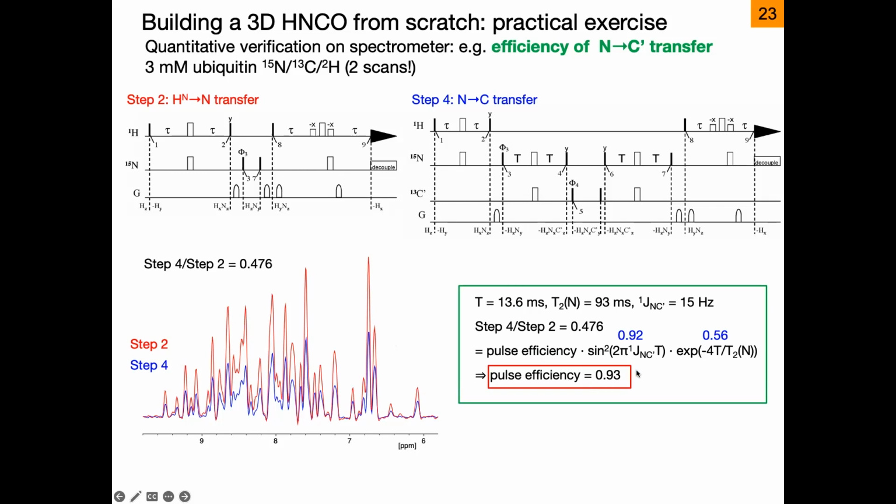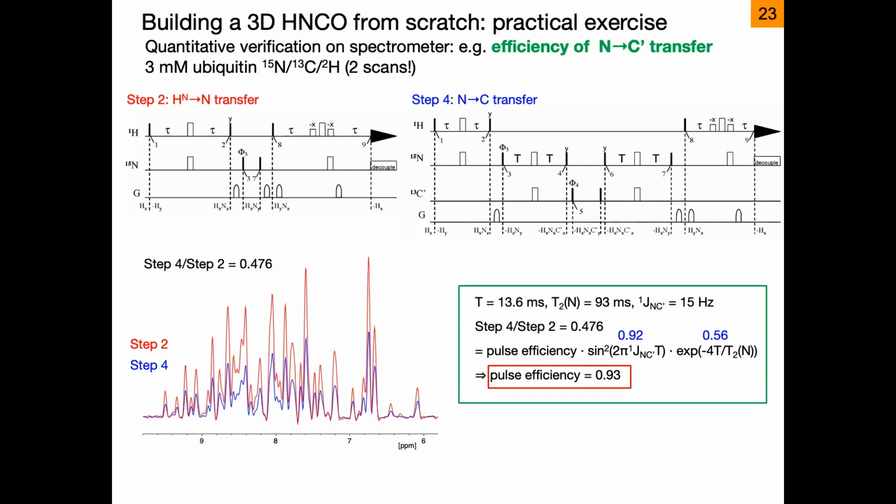And now doing the same analysis of the transfer times and T2s, we did, the nitrogen T2 is 93 milliseconds for a spin echo T2. Then we get here this factor of 0.56 from the relaxation and 0.92 from the transfer. And again, the pulse efficiency, when I compare these numbers, is 0.93. So we have lost 7% because of imperfections of the pulses. So this is also pretty decent in the end.